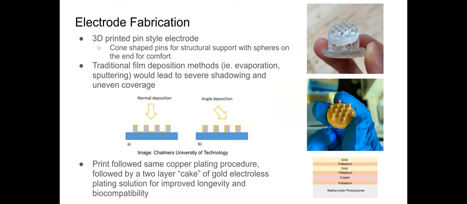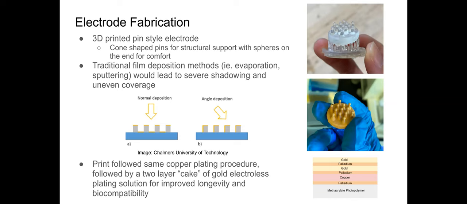Yeah, so likewise, this electroless copper plating method can be applied to 3D printed materials as well. So in a very short amount of time, I was able to make a CAD model and print out this pin style electrode shape. So I chose these cone shaped pins to give really good structural support with these bulbs on the end to make them more comfortable. A lot of pin style electrodes are really spiky and they can be painful when they are worn.